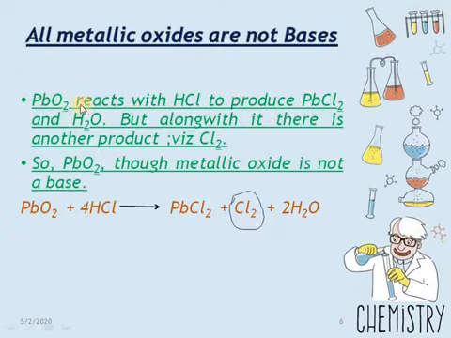Why? Take the example of lead oxide. Lead oxide reacts with hydrogen chloride to give lead chloride, chlorine and water. So here you have the salt, lead chloride, and water, but along with it you have chlorine also. Since lead oxide gives you chlorine other than lead chloride and water, it cannot satisfy the characteristics of the bases. So lead oxide is not a basic oxide, though it is a metallic oxide.